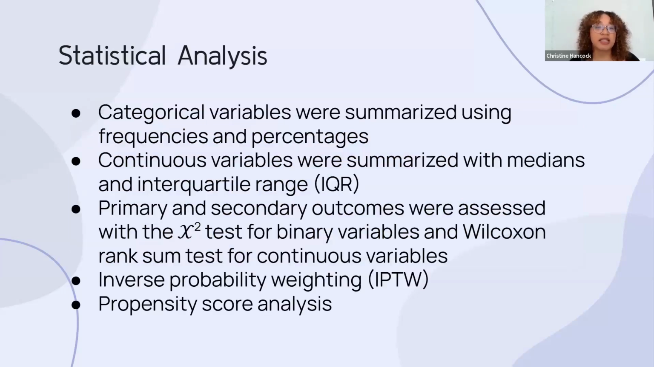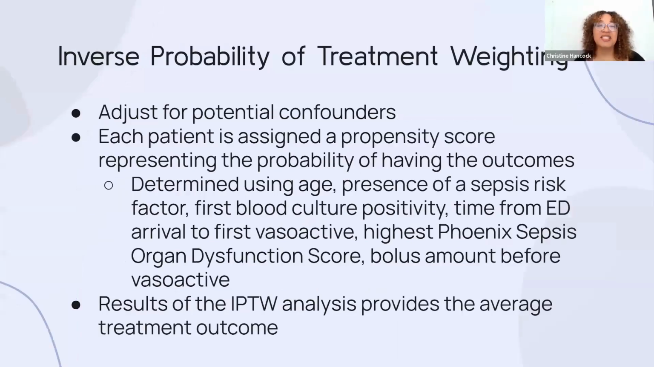In terms of their statistical analysis, they summarized categorical variables using frequencies and percentages, as well as continuous variables were summarized with medians and interquartile ranges. They used the chi-square test to assess primary and secondary outcomes, as well as the Wilcoxon rank sum test for continuous variables. They also utilized an inverse probability weighting system, which I will talk about in the next slide, and propensity score analysis. And so what is the inverse probability of treatment weighting?